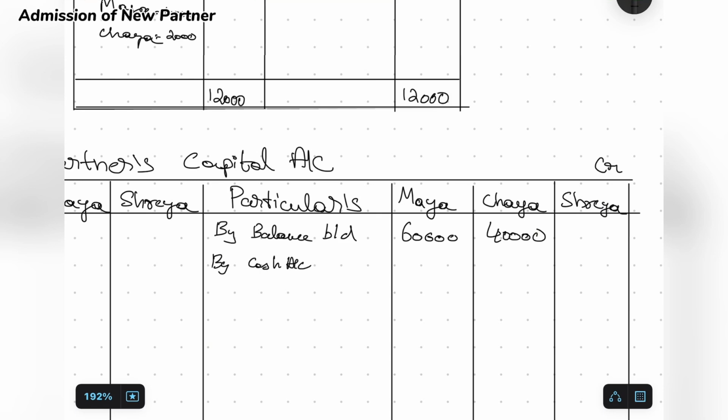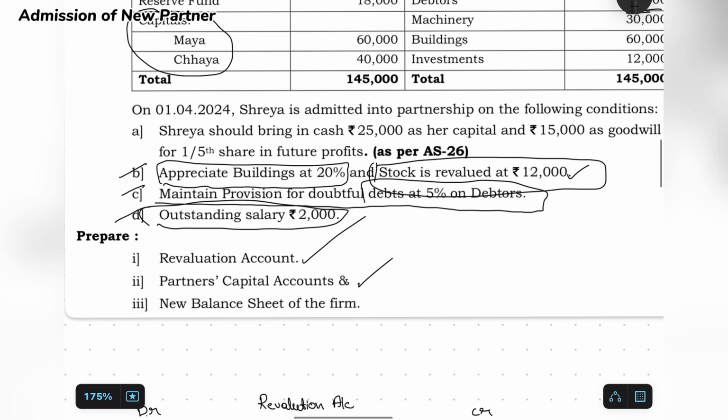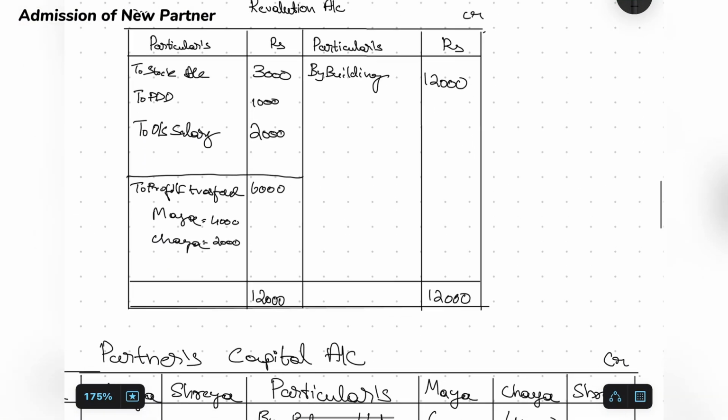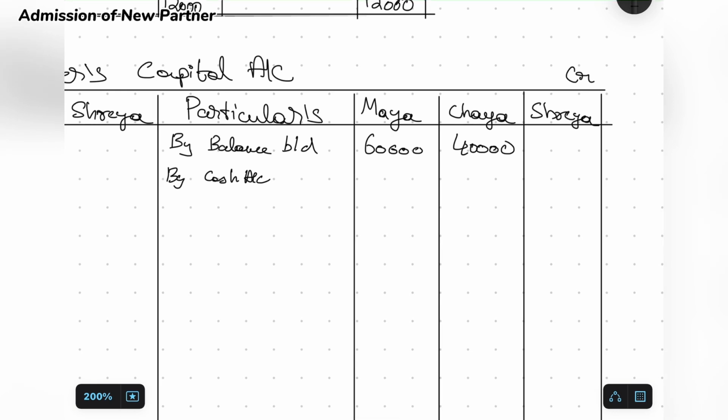After making the entry of the old balance capitals, I'll come to the new partner's capital, that is the cash account. I'm making a cash account because Shreya is bringing the capital balance and the goodwill balance as cash. I'm adding both: 25,000 cash she's bringing and goodwill she's bringing 15,000 rupees. By adding both, I will make an entry in the partners' capital account in Shreya's account, 25,000 plus 15,000, that is Shreya's total worth, 40,000.